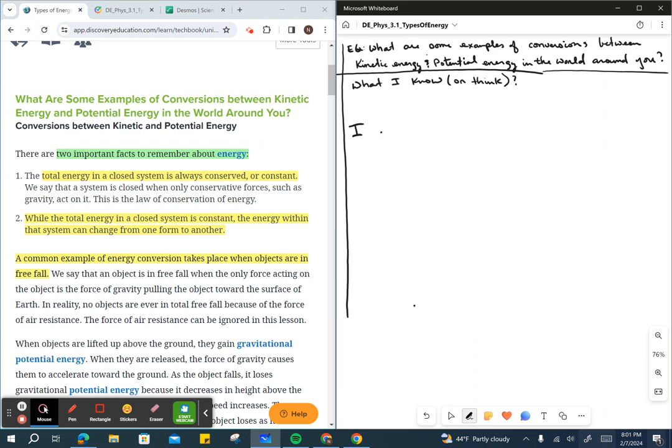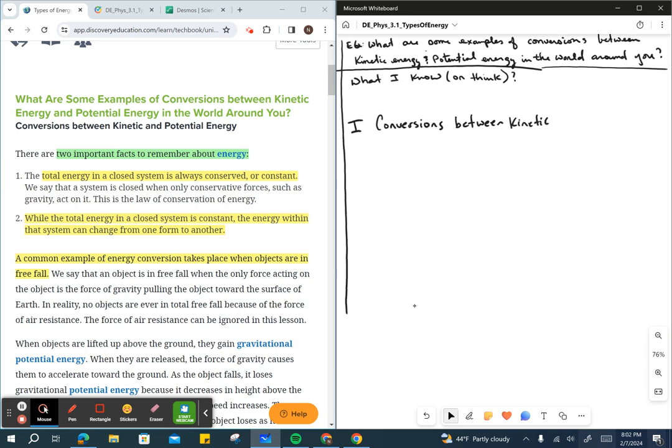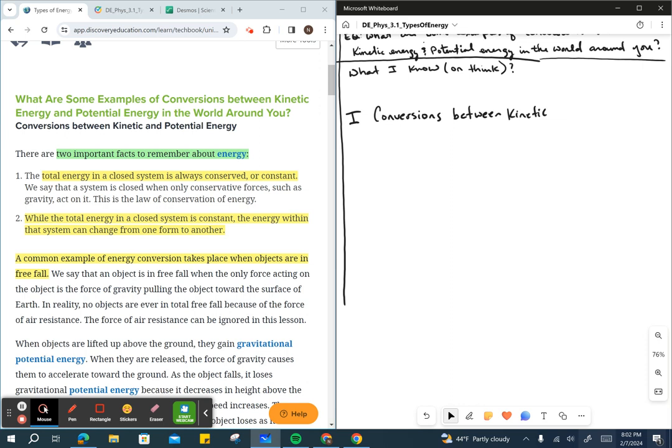Roman numeral 1, conversions between kinetic and potential energy. Conversions. Changing, right? Between kinetic and potential energy. Okay, there are two important facts to remember about energy.